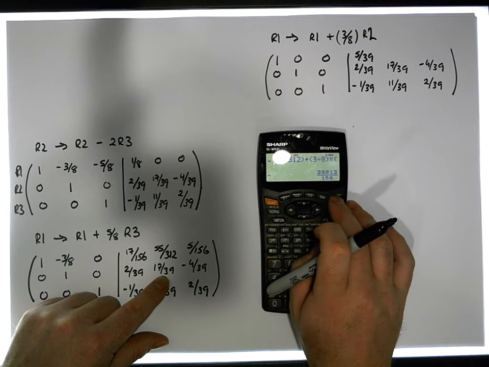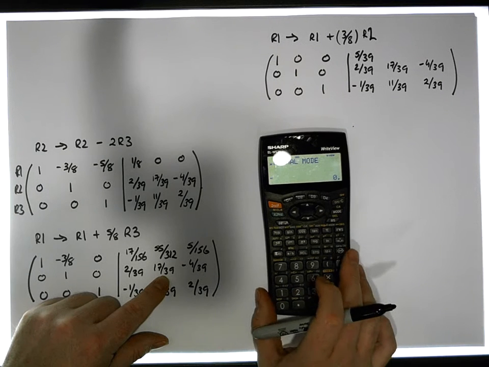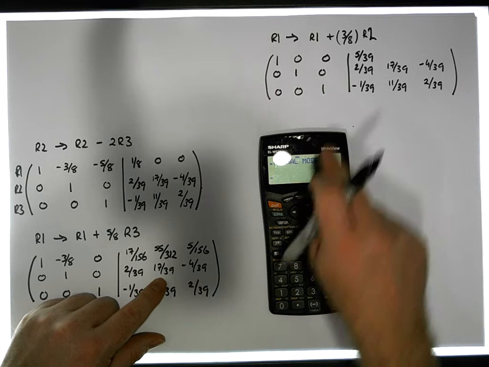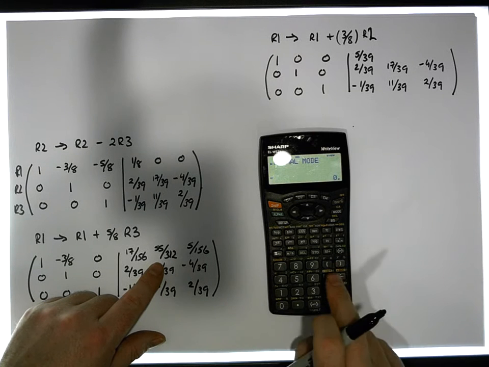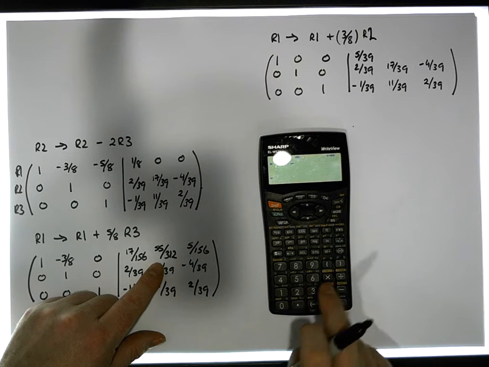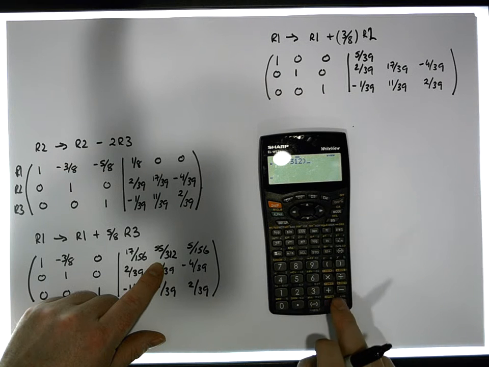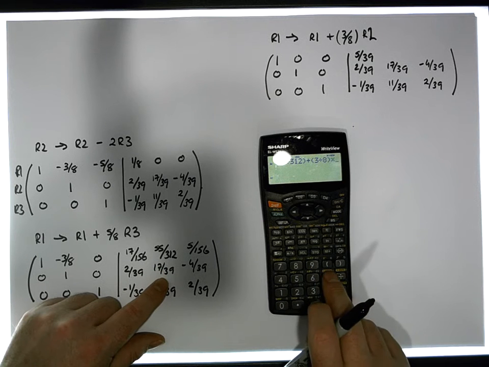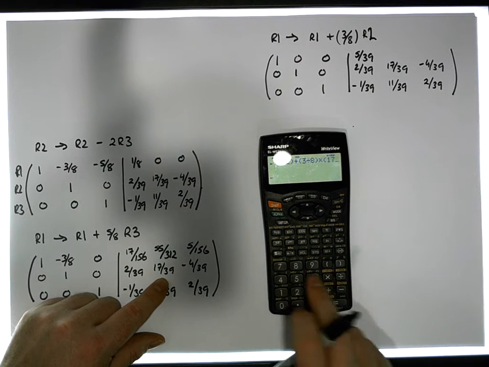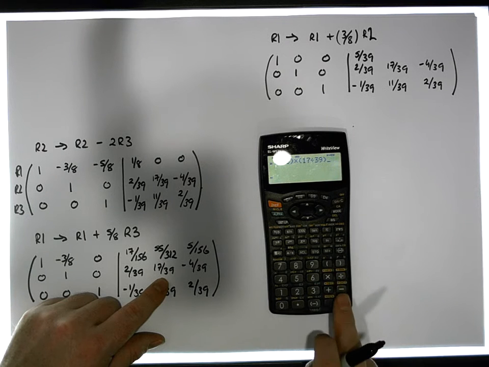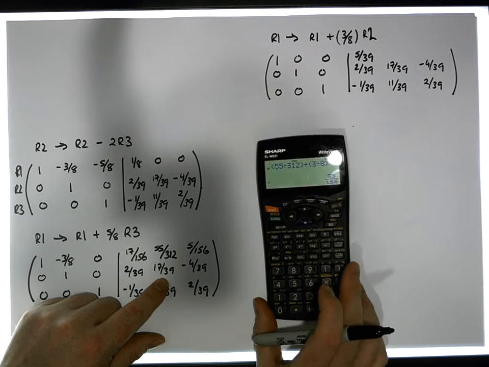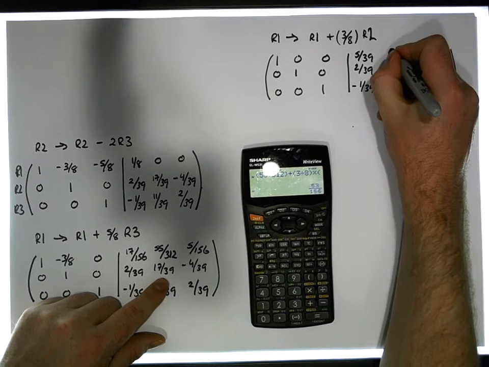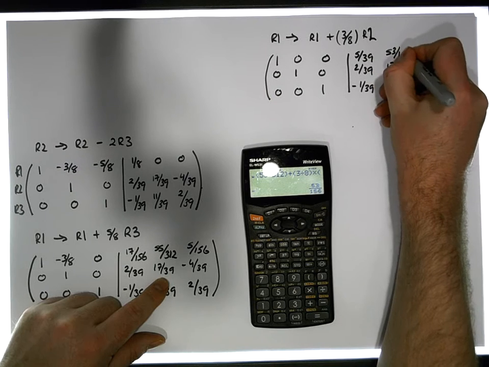Okay, so what we're going to have is row 1's value, which is 55 divided by 312, okay, and what we're going to add on to that is 3 divided by 8, okay, multiplied by row 2's current value, which is 17 divided by 39, okay, which gives us 53/156. So this is 53/156. That's more like it.